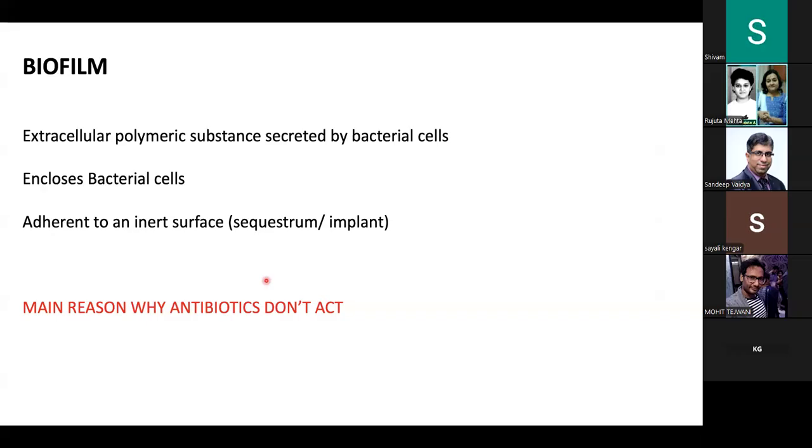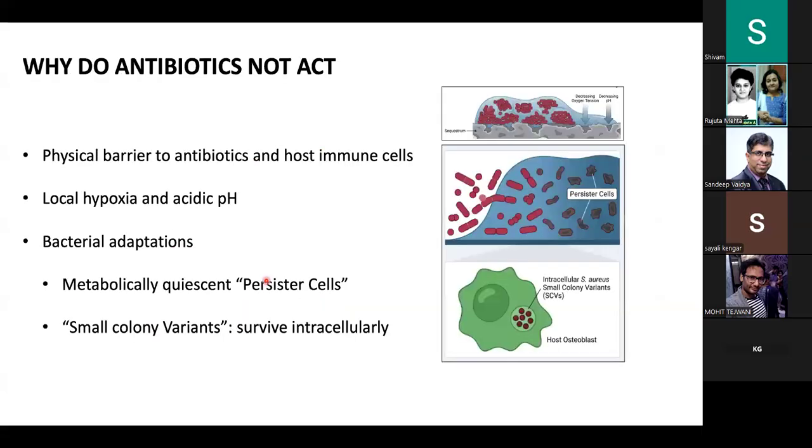And this biofilm is the main reason why antibiotics don't act. Let's try to understand how the biofilm protects the bacterial cells. Number one, it acts like a physical barrier itself, which the antibiotics as well as the host immune cells find difficult to penetrate. So that's the first mechanism of action. Second mechanism, within the biofilm, it creates local hypoxia and acidic pH, again, which are not favorable conditions for antibiotics or host immune cells to act. So that is the second mechanism of action, how a biofilm acts.